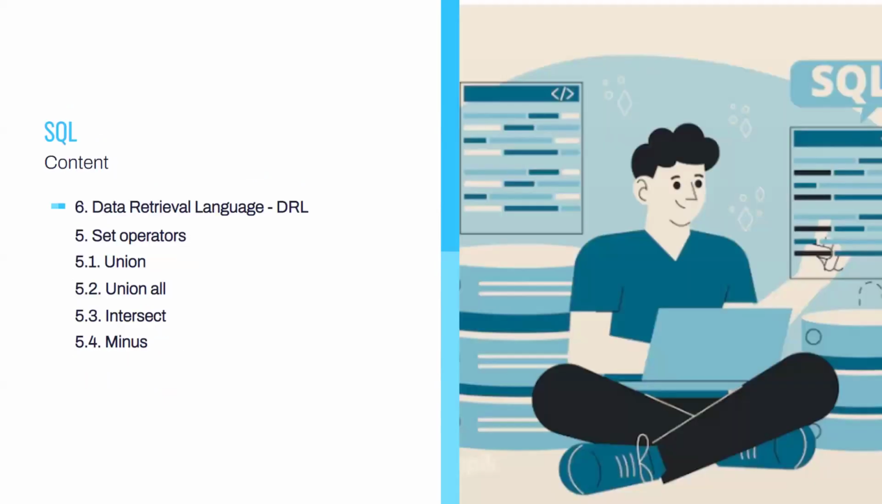Then there is one more concept called set operations. Assume you have two tables. You want to add the data of the two tables without having any criteria. In that case, you will go for union operations.